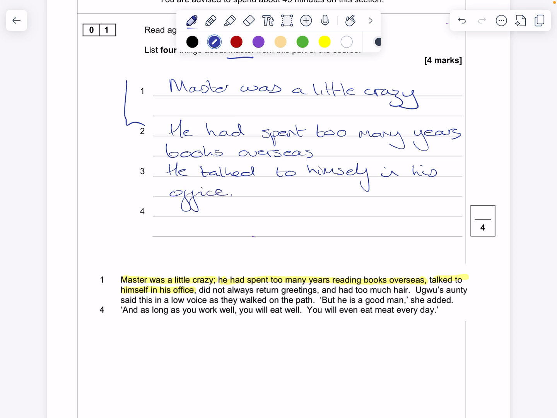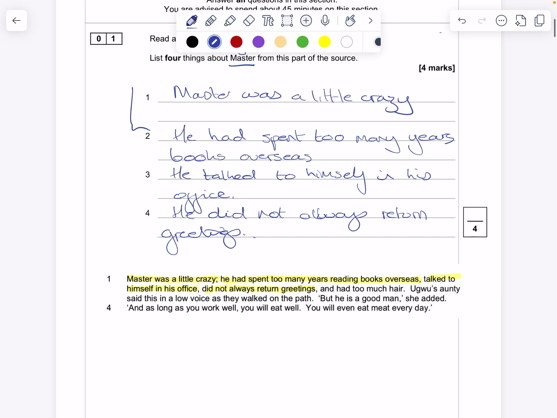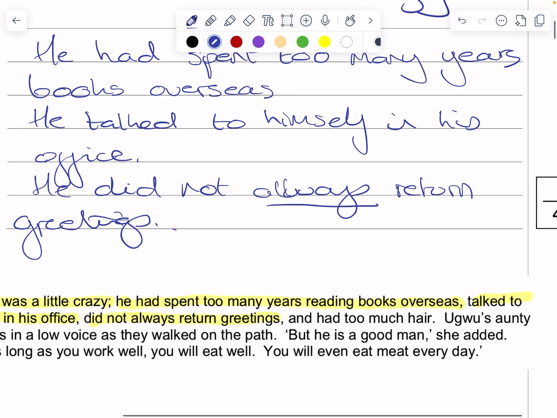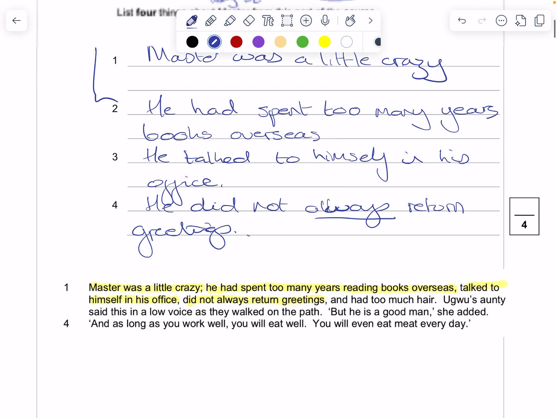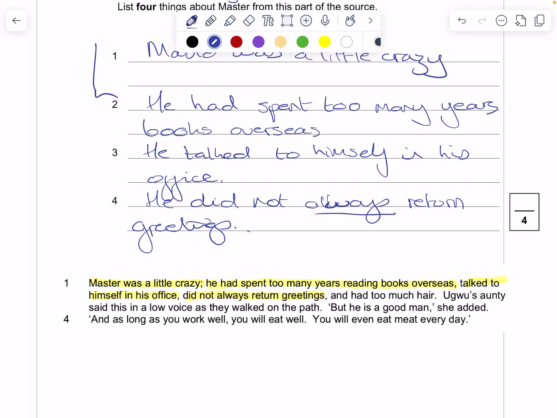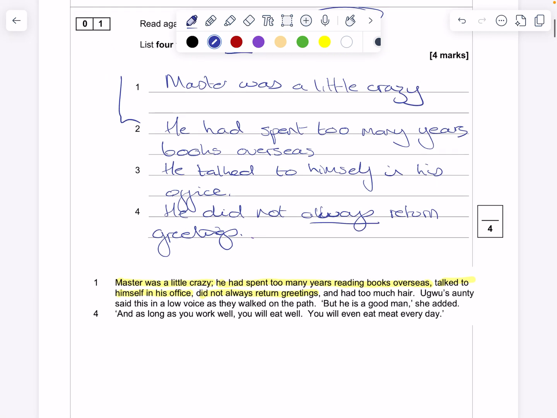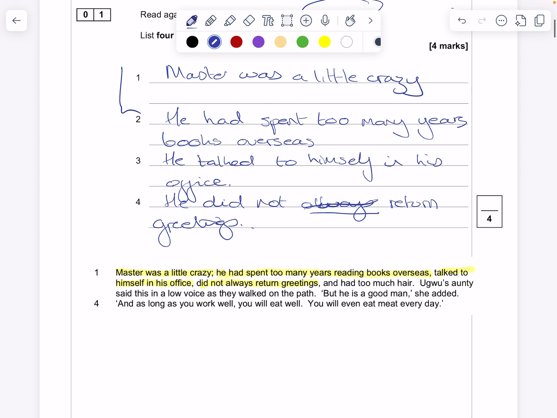And then you're looking for your final answer, did not always return greetings. So that there you would change to he did not always return greetings. You'll notice there that I actually was writing aloud as opposed to always. Now, the spelling doesn't matter, so I quickly changed that L to a W, but the exam board will not take away any marks for the reading section for spelling, so please don't worry about your spelling in this section. Obviously here, I will change it for you.